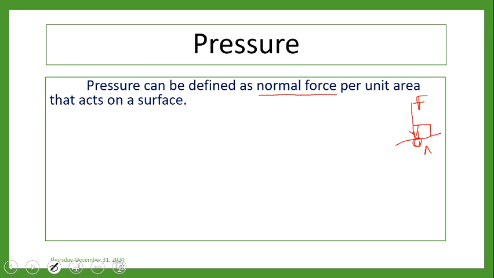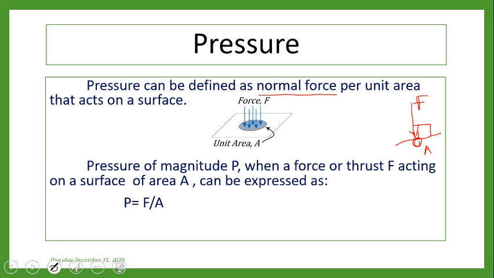So in summary, we define pressure as force per unit area. All the forces I'm having here are normal forces, and the area they cover is the unit area. Now, pressure of magnitude P, when a force or thrust F acts on a surface area A, can be expressed mathematically as: pressure equals F over A.